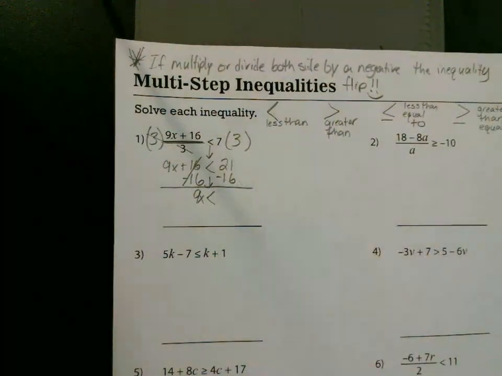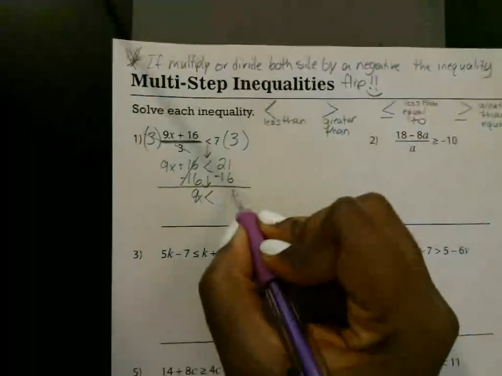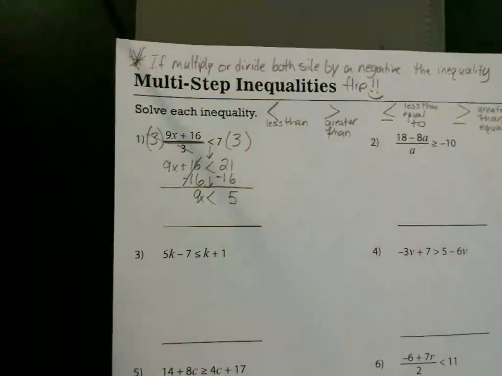21 minus 16. What's 21 minus 16? Okay, we got 16, 17, 18, 19, 20, 21. It's 5. Okay. Now we got to get rid of the 9.